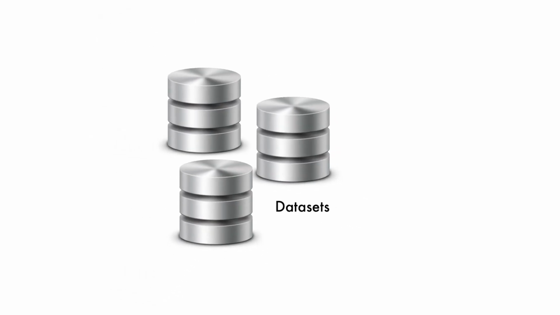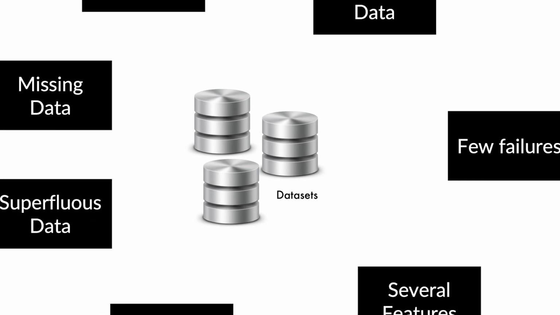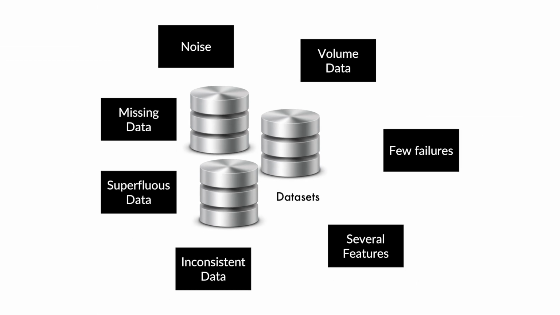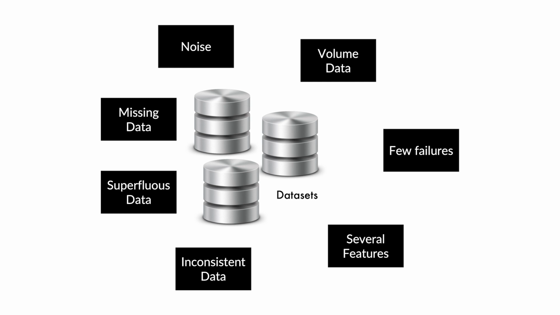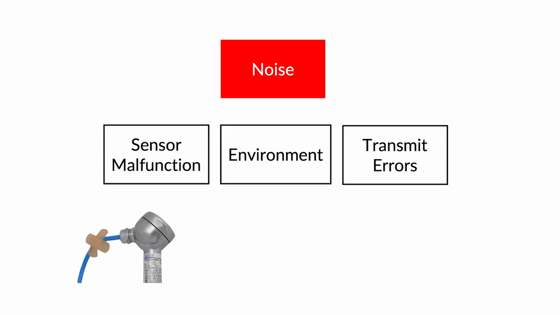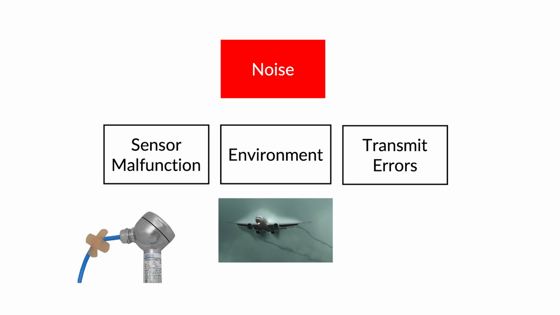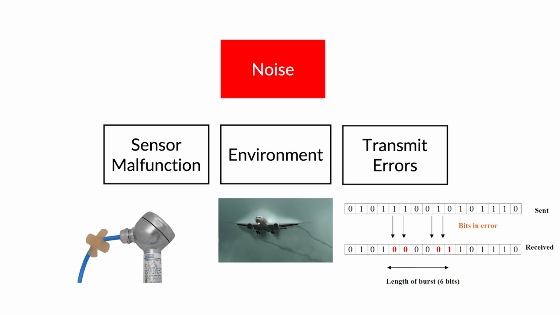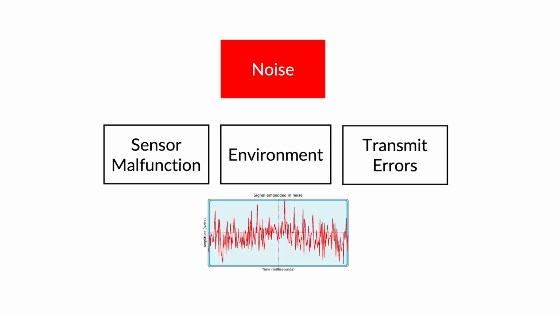Datasets in predictive maintenance are influenced by several factors that can compromise the integrity of the data. One such factor is noise. Noise can arise from diverse sources, such as the malfunction of a sensor, environmental disturbances, or even transmission errors. Noise can obscure genuine patterns and trends, making it challenging to discern actual degradation from random fluctuations.